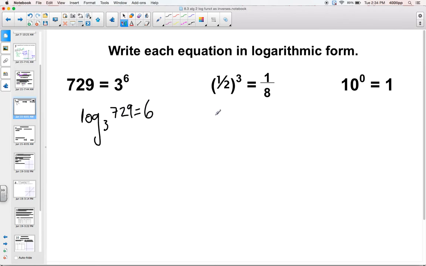We'll do one more here. Log base 1/2, so that's your subscript here, of 1/8 is equal to 3. And this one, real quick, log base 10 of 1 will be equal to 0. And we're going to look at base 10s in a couple slides here.